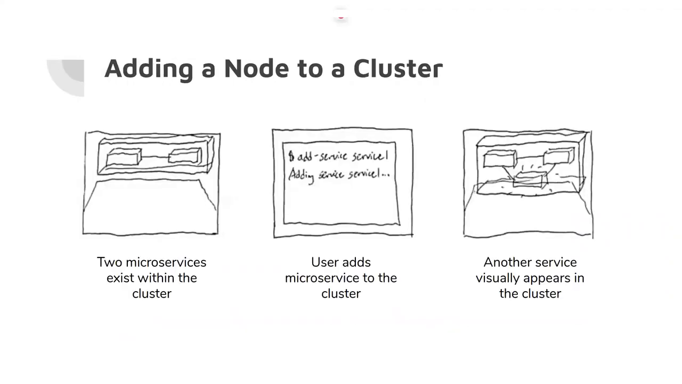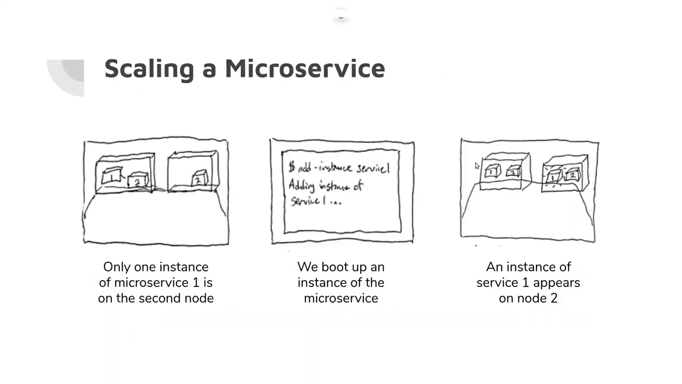And next. This is where you're going to add a node to a cluster. So you'll notice that you have 2 microservices here, and you're going to go into your command line interface or Kubernetes or OpenShift or whatever and add a new service. And now, kazow, a new service appears connected to the other services that are already in there on this particular node. This is another example where you want to scale a microservice. So you'll notice over here you have 2 microservices deployed, an instance of microservice 1 and microservice 2, but on this other node you only have an instance of microservice 2. So we're going to use the API of whatever you're using to add an instance of that service, and now you can see another instance of microservice 1 appears on node 2.